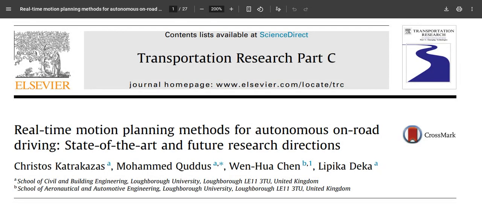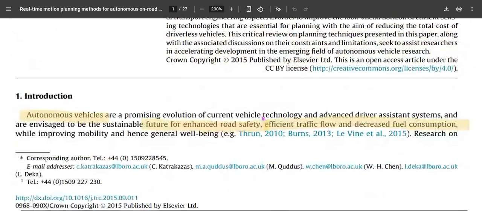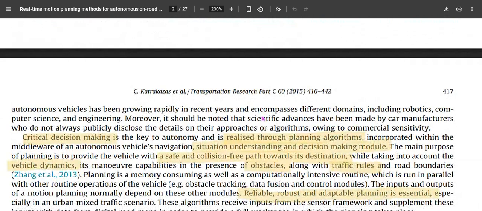In this video, we see overall what the motion planning methods suitable for autonomous driving vehicles are. So we all know that autonomous vehicles are the future, and they can enhance road safety, improve traffic flow, and decrease fuel consumption. One of the vital essentials for realizing autonomous navigation is to have efficient planning algorithms, and also there should be algorithms to understand the situations around those autonomous vehicles, and based on that it has to make good decisions.